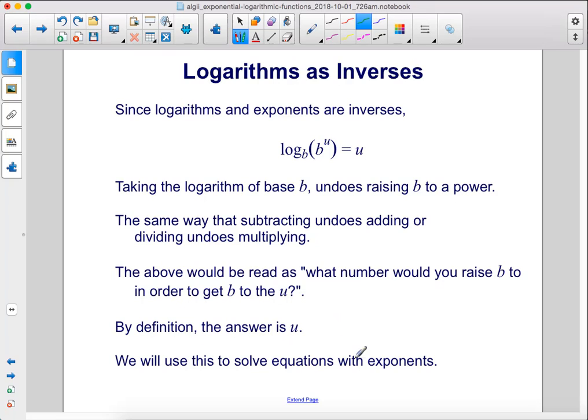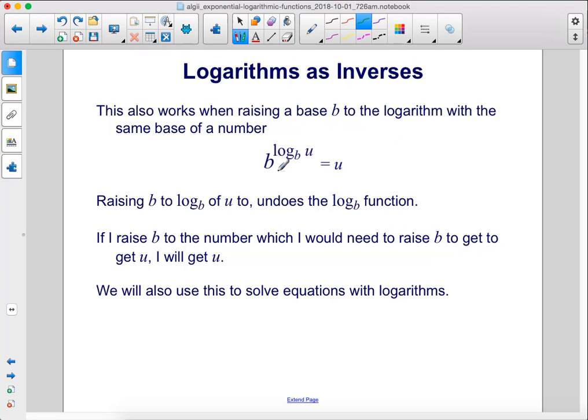We will use this to solve equations with exponents. So as you can see, log base b of b to the u power, these cancel out, leaving you with u. This also works when raising a base b to the logarithm with the same base of a number. So b to the power of log base b of u equals u. These cancel out. Raising b to the log base b of u undoes the log b function. If I raise b to the number which I would need to raise b to get u, I will get u. We will also use this to solve equations with logarithms.